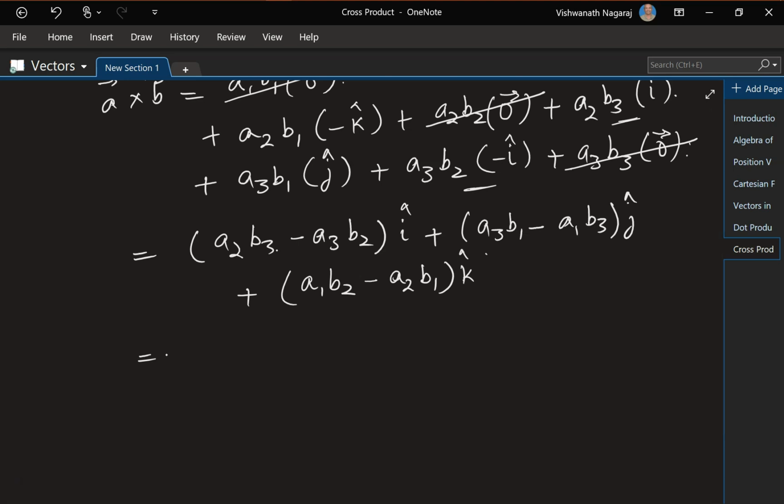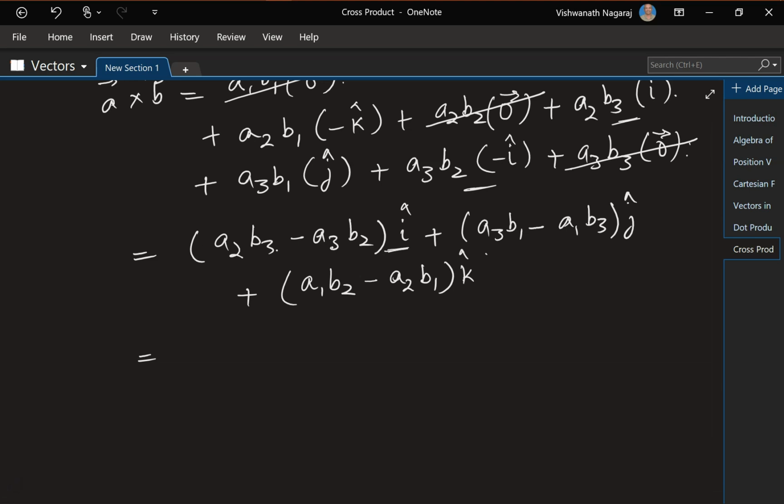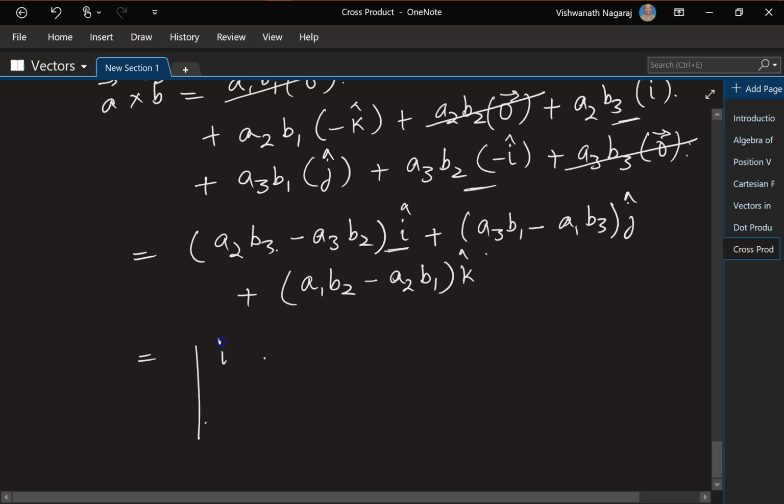Right? If you notice, it's quite remarkable, and if you are able to relate to some other part of mathematics, you are multiplying something with A2 B3 and the difference between A2 B3 and A3 B2. This somehow looks very similar to what happens in matrices, right? And if you go back and refer to it, you will realize that this is nothing but the expanded form of the determinant. So I, J and K, A1, A2, A3, B1, B2, B3.